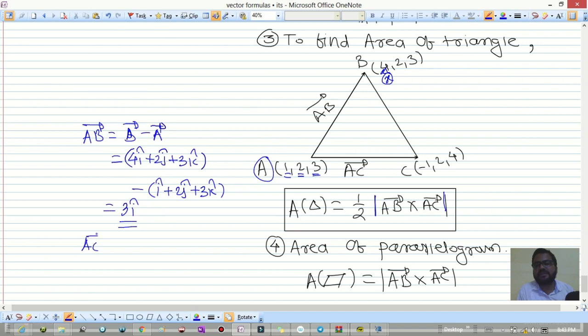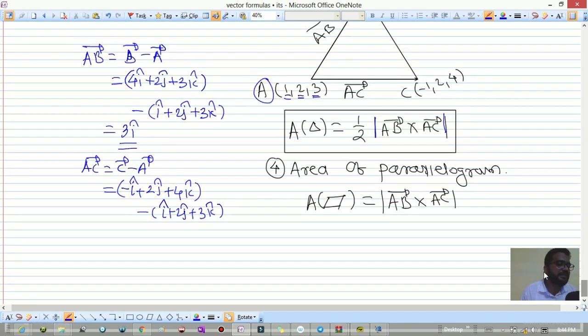Likewise AC bar we have is C bar minus A bar. What is C bar over here? Minus i hat plus 2j hat plus 4k hat, minus A bar, which is i hat plus 2j hat plus 3k hat. And if you just do the subtraction, you will get minus 2i hat, minus 2j get cancelled, plus k hat. So this is AC bar.